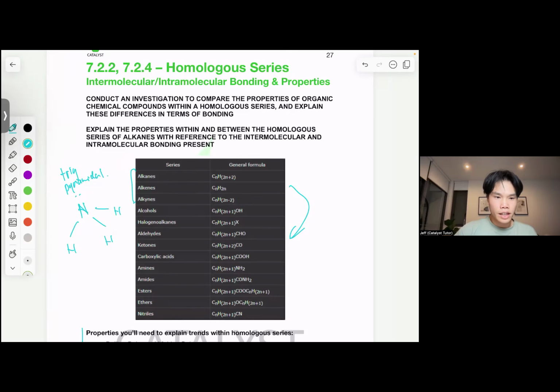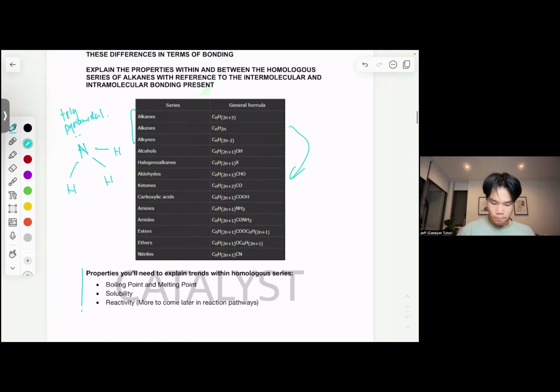Different carbon chain length, but same functional group. Yes, and same position of functional group too. Has the same position. Good. And they tend to have similar properties, similar chemical properties because of the same functional group. And the physical properties will slightly change throughout the homologous series. We'll talk about that more in a second.